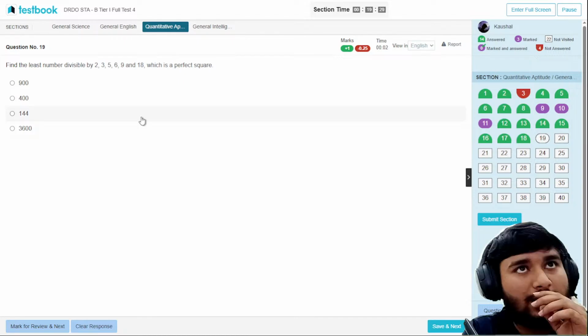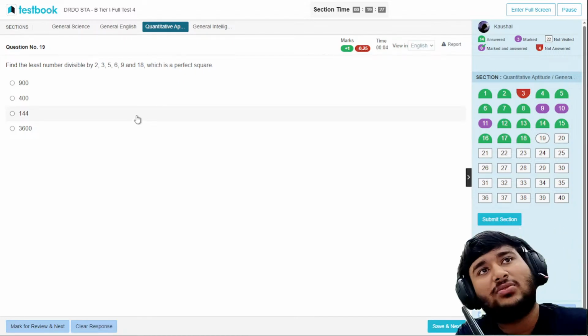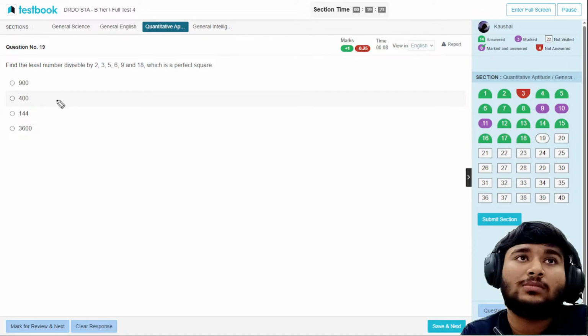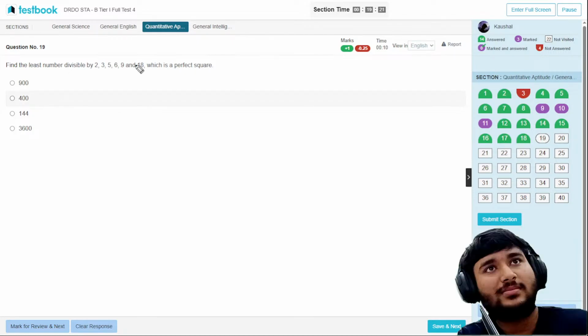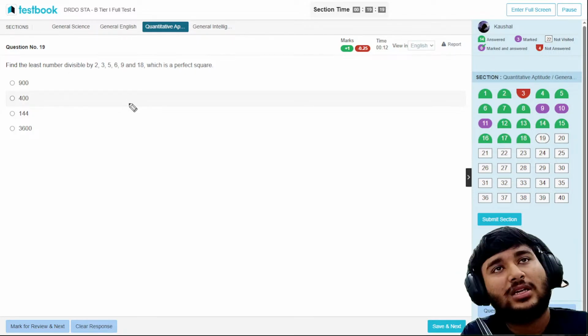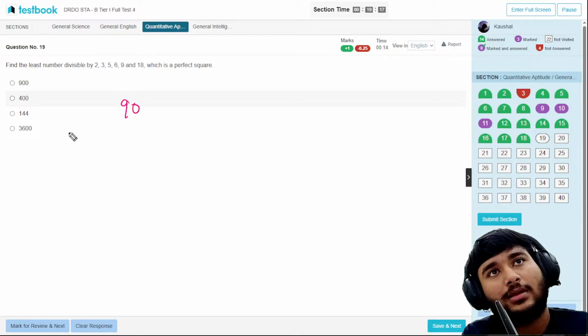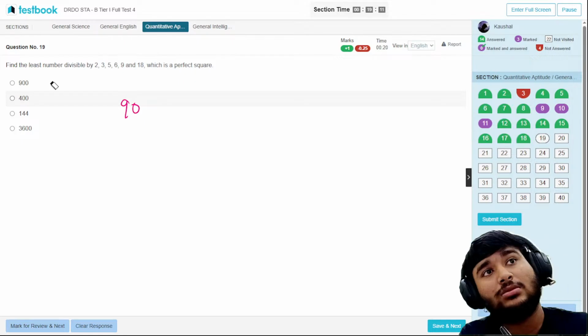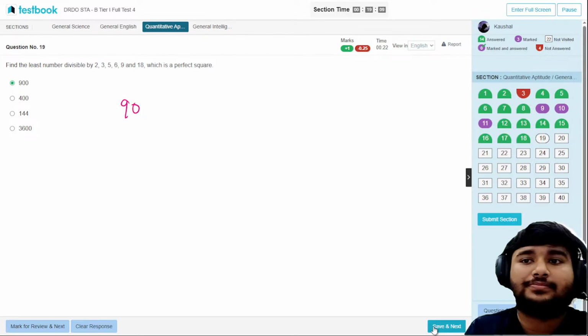When the least number divisible by this which is a perfect square. 18, 18, 5, 90, 90. Least number which is divisible by this least, तो 900 ही होगा, 400 कटेगा नहीं, और 9.